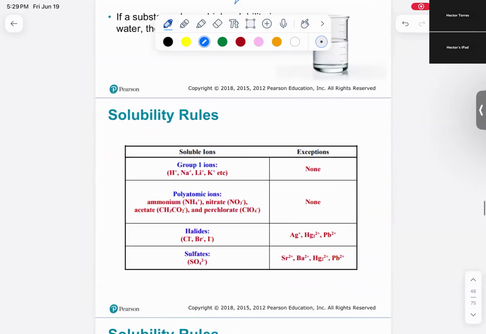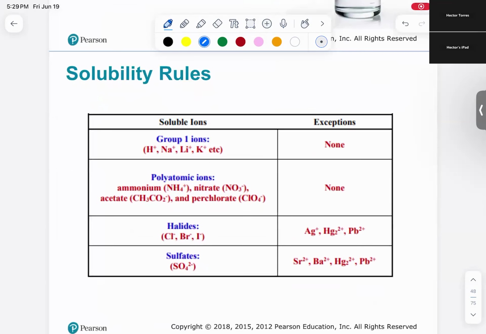To be able to know what the solubility is, we mostly go off of this chart, which is called the solubility table. This is going to be something important to understand. This chart will be given to you on the exam, so you don't have to memorize it, but you do have to know how to use it.